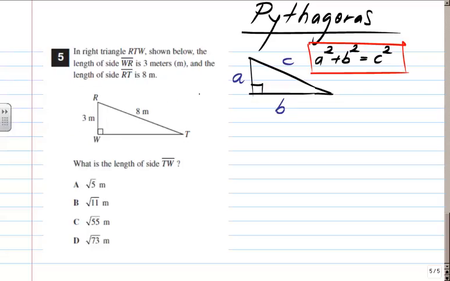Applying Pythagoras theorem, what can you guys say? Well, a is 3 for this problem. How big is your c? Well, c is 8, right? And b is the missing one. We have to find b, which in this problem they call TW, because your triangle RTW is the given triangle. Well, go back and plug in everything that you know, right?